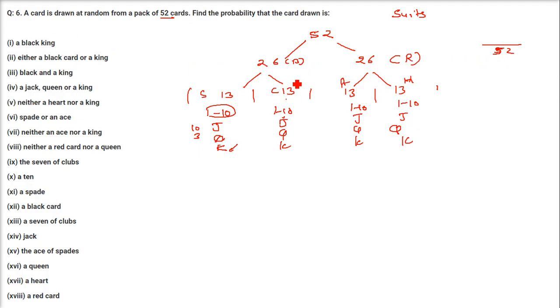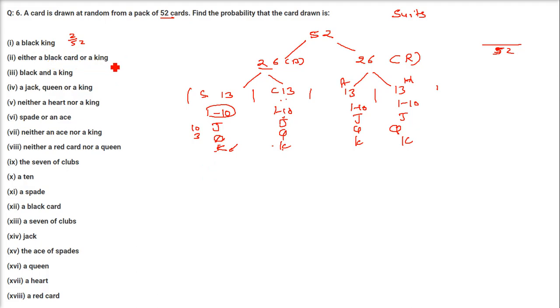That is a black king. How many blacks are there? 26. How many kings are there? 1 from here, 1 from here, so 2 kings. This will be 2 by 52. I hope you got the idea. Only 2 black kings are there, divided by 52.